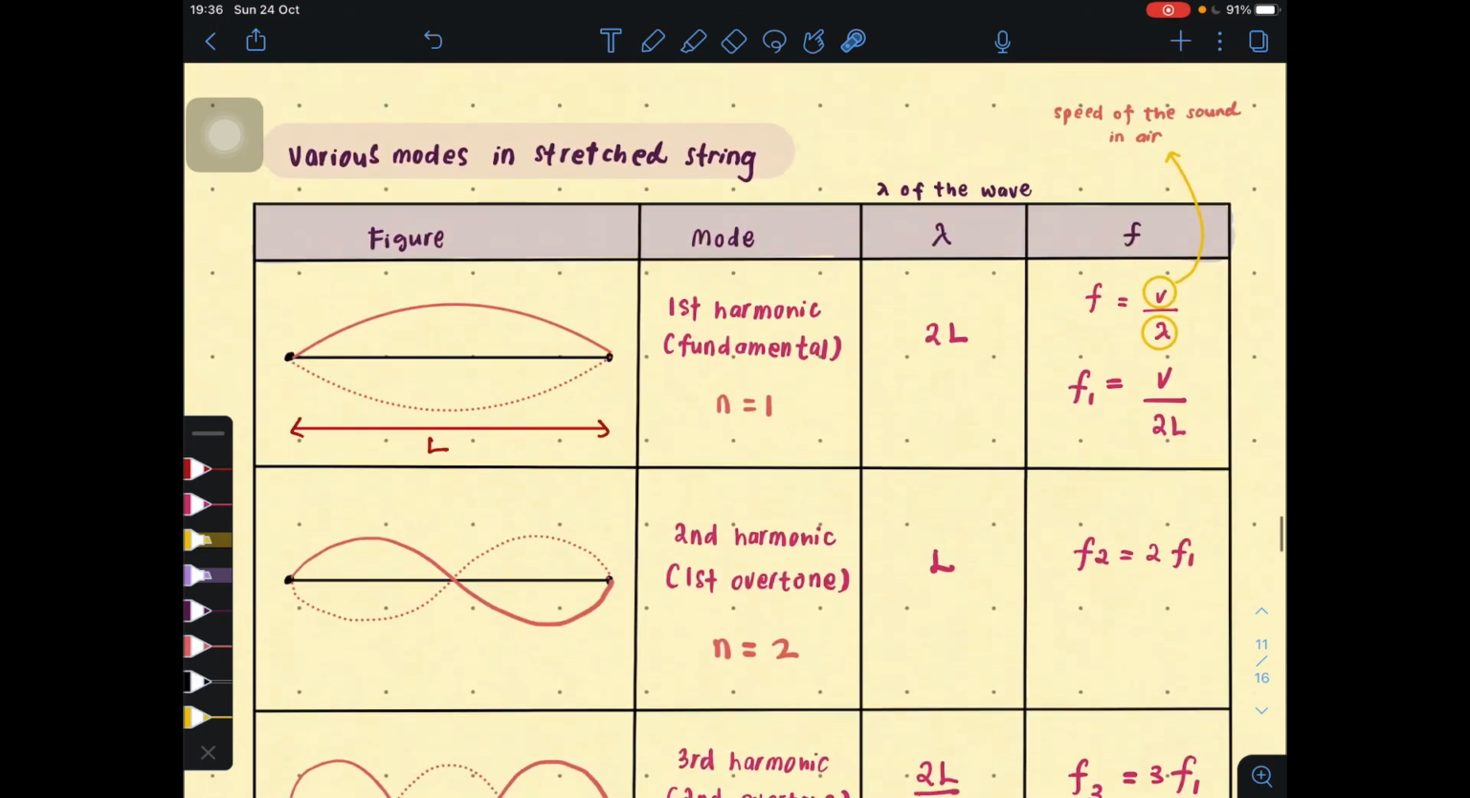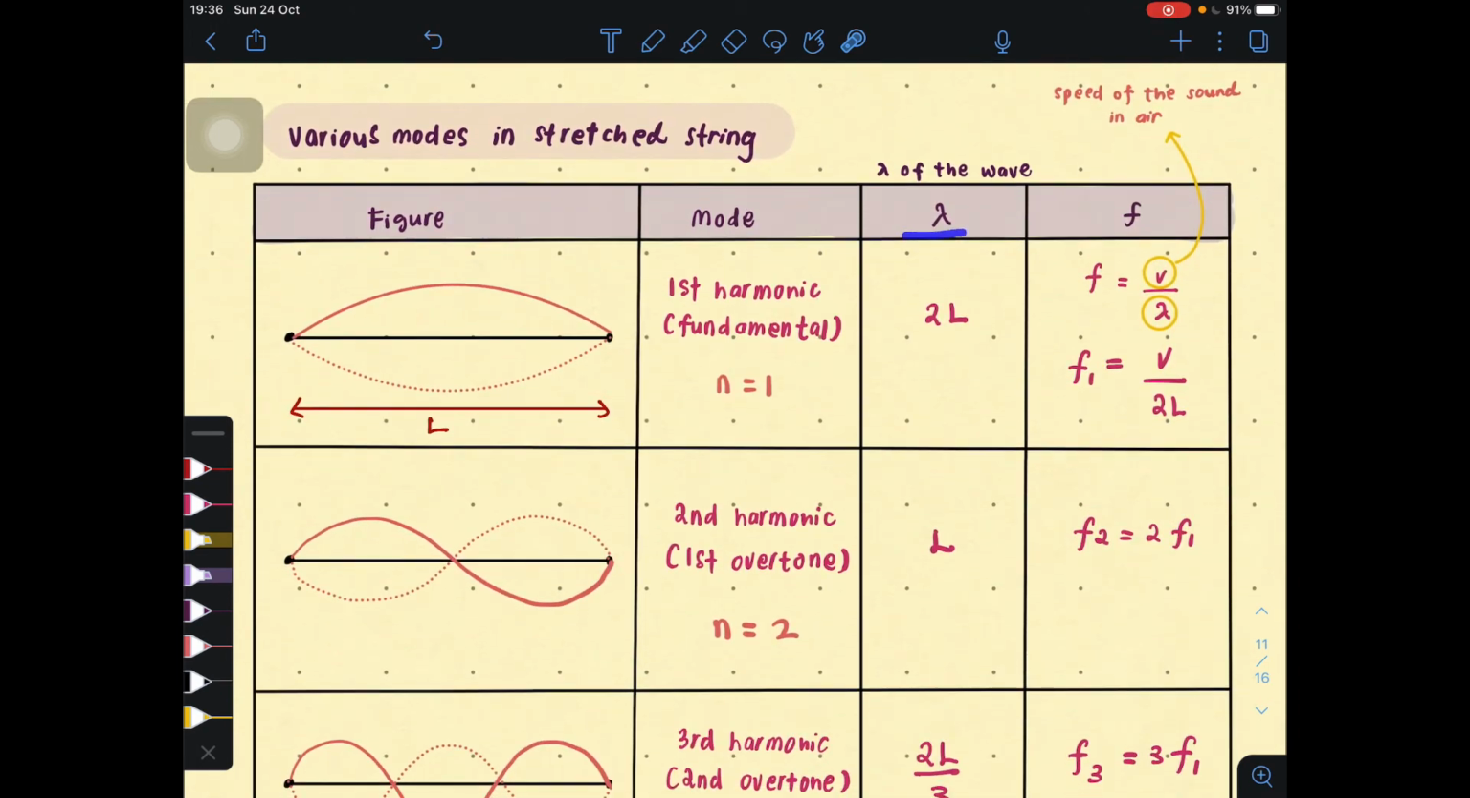So that's why lambda is equal to 2L. When we rearrange, from here to here, that was lambda over 2. Lambda over 2 is equal to L. When we rearrange, lambda is equal to 2L.